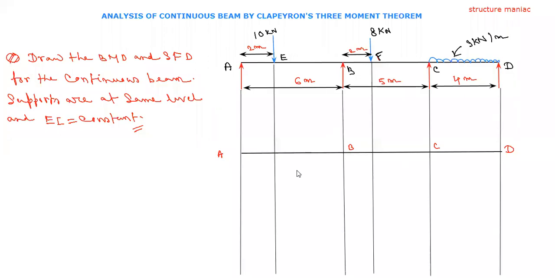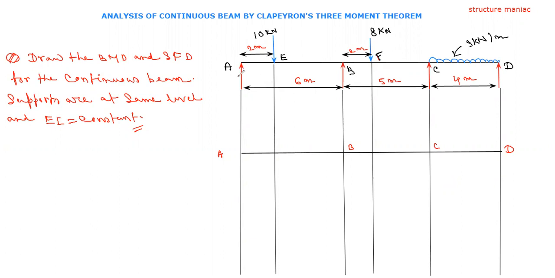Today, we will analyze a three-span continuous beam using Clapeyron's three-moment theorem. In the last video lecture, we learned about the three-moment theorem, how to apply it, and we analyzed a two-span continuous beam. Today, we will solve a three-span continuous beam.